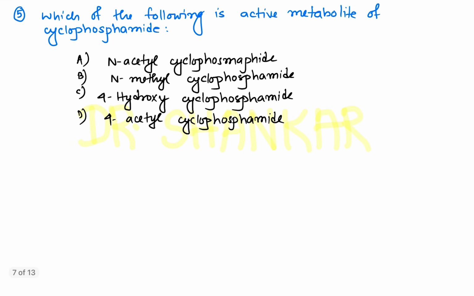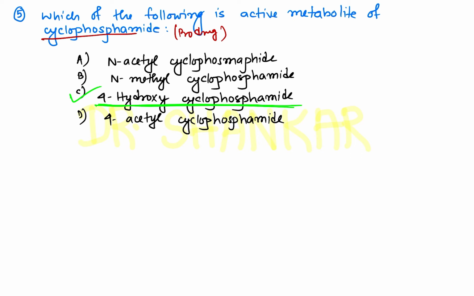Coming to question number 5, which of the following is the active metabolite of cyclophosphamide? As all of you know, cyclophosphamide is a prodrug. This is activated in the liver, and this activation produces the active metabolite 4-hydroxycyclophosphamide. So this is the answer, 4-hydroxycyclophosphamide is the active metabolite of the prodrug cyclophosphamide.